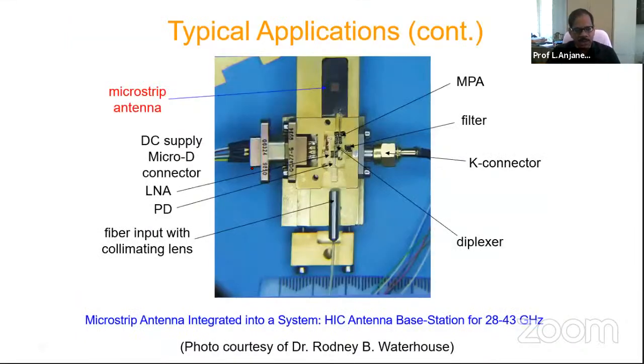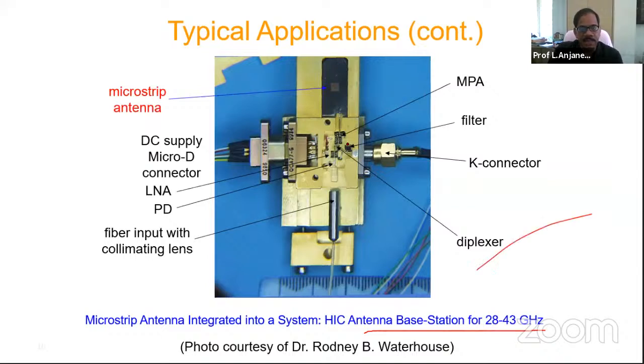So this is a photograph that I am showing you, where you can see a microstrip antenna integrated into a system. Typically, as you see here, this is a millimeter wave band, typically a base station antenna of a long haul system. Now I'm just showing you this photograph just to impress upon you how the overall system looks.